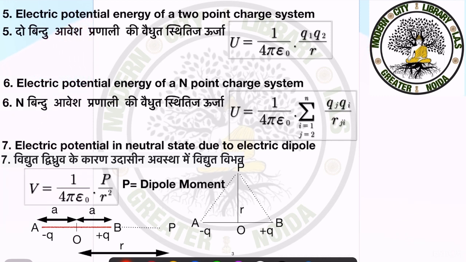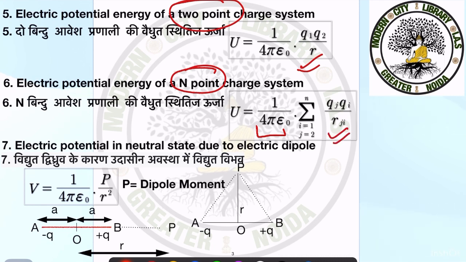Next is the electric potential energy of the 2 point charge system. The energy is written as U equal to 1 upon 4 pi epsilon naught into Q1 into Q2 over R. Next is the electric potential energy of n points. If the number of points is n, then the energy is U equal to 1 upon 4 pi epsilon naught common, then summation of i equal to 1 and j equal to 2 to n of Qj into Qi over Rji.